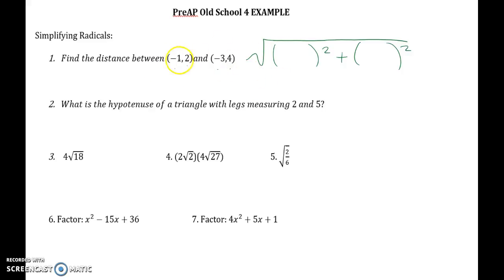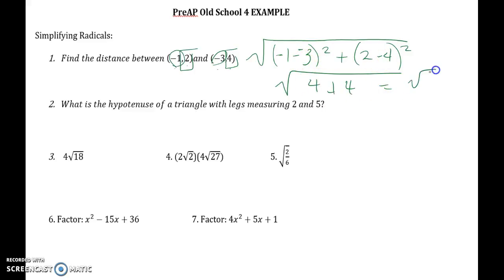So I'm going to go this direction. So let's see, negative 1 minus negative 3. And then for my y's, I'm going to do 2 minus 4. Okay, so if you do the math on the inside right here, it's going to be 2 squared. This is going to be negative 2 squared. So I'm getting the square root of 8.